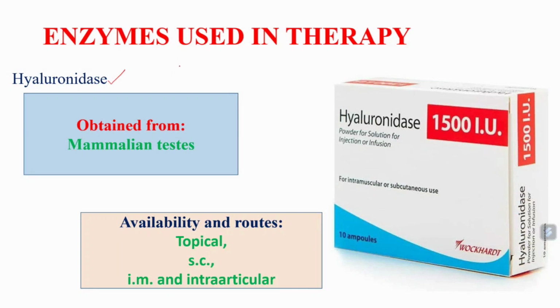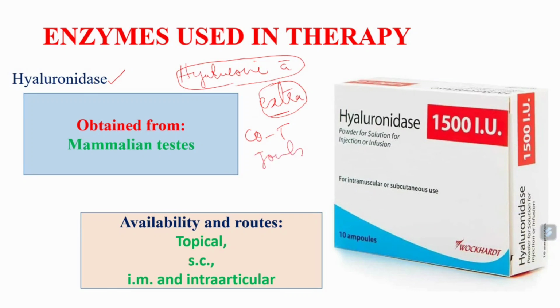So hyaluronic acid is an important component of different tissues. It is an important component of the extracellular matrix of certain tissues, of connective tissue, and of joints. It is very important in joints. Hyaluronic acid is also an important component of the skin extracellular matrix. So hyaluronidase is the enzyme that tries to break down this hyaluronic acid.